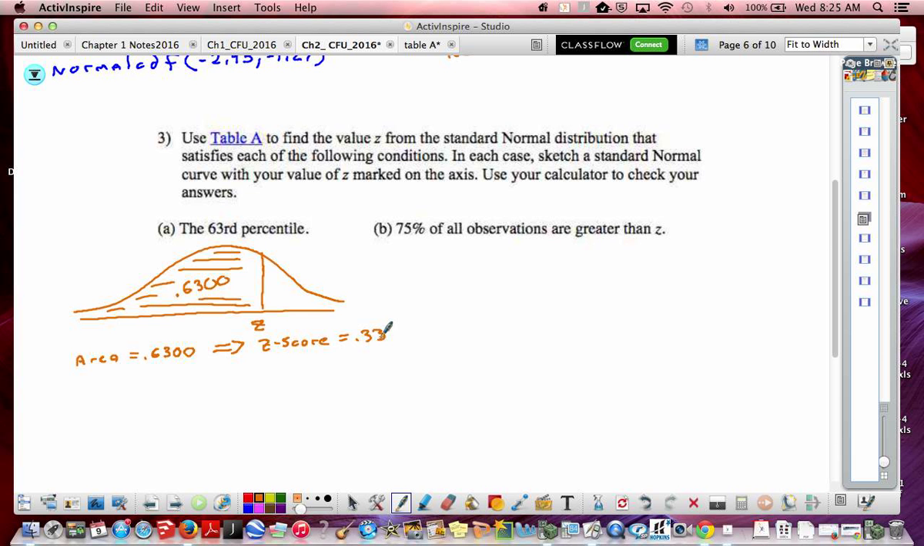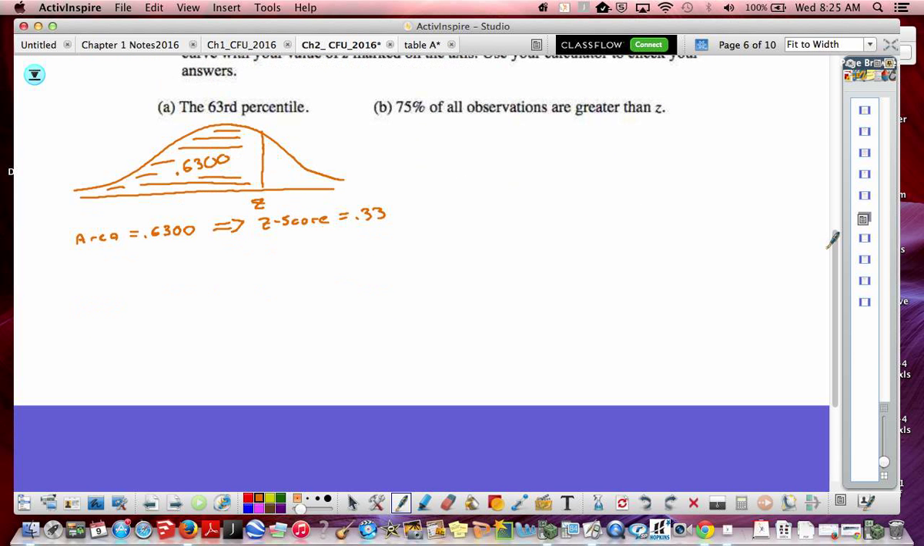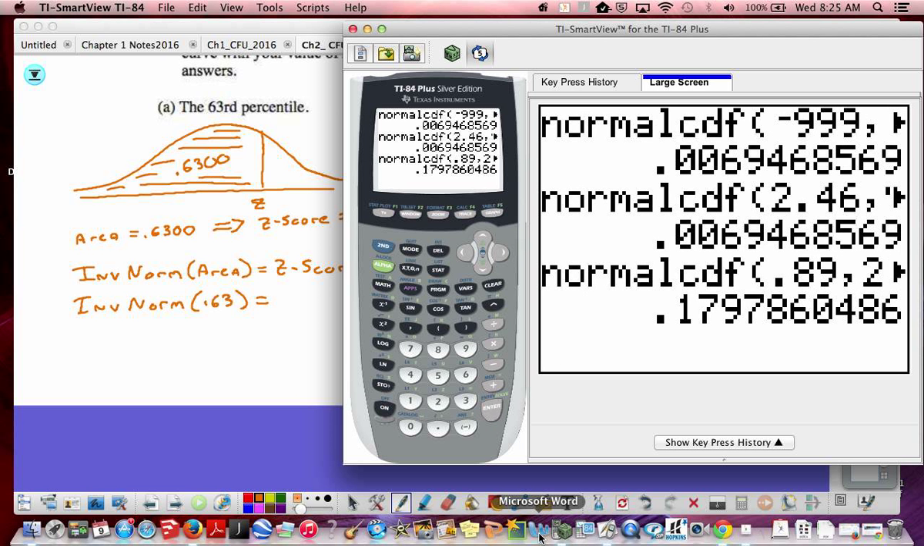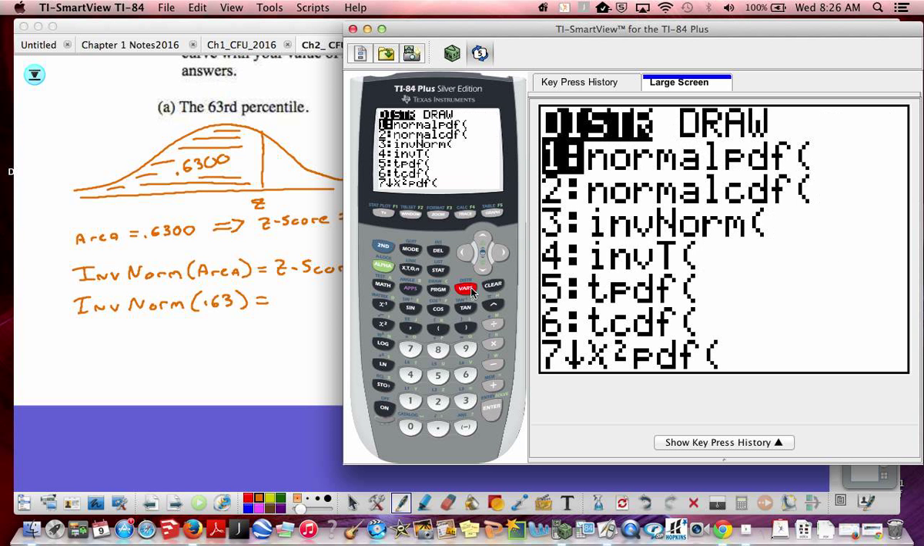Now on your calculator, there is a wonderful function that does this for us also, and it's called inverse norm. Inverse norm takes an area and it converts it to a z-score. So in our case, inverse norm, my area was 0.63. So when I do that on my calculator, now you're wondering, where is that function? Well, it's in the same place where normal CDF is. It's just a couple functions down. So second vars in our distributions, there it is, number 3, inverse norm.